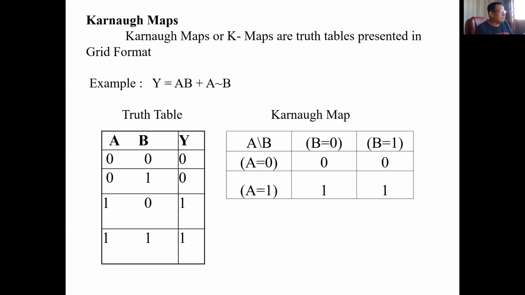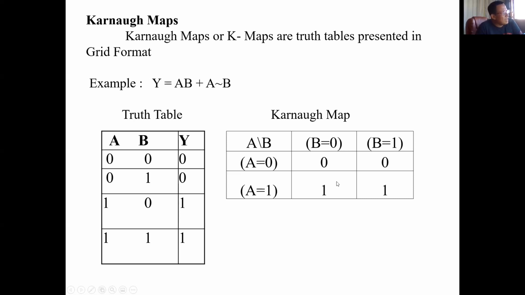Another way to express a Boolean function is called a K-map. What is a K-map? A K-map is a grid form where you have columns and rows. For example, this is the truth table of the function Y is equal to AB plus A not B. In the K-map form, you use a grid where B is on the columns and A is on the rows. So A is equal to 0, B is equal to 0, this is 0. Where A is equal to 1 and B is equal to 1, this is 1. And A is equal to 1 and B is equal to 0, this is 1. All the rest are zeros.